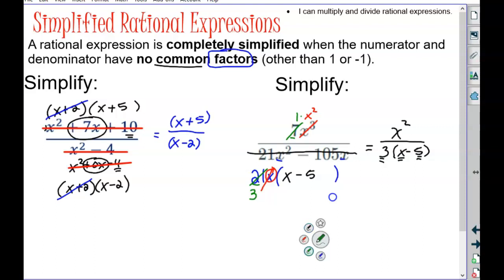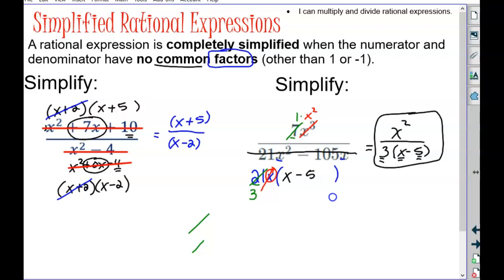So let me show you. This is an incorrect step, don't do it. Some students will do that. Big error, because it's not a common factor. This factor, x minus 5, is protected by parentheses. The only way I can get rid of it is if there's another x minus 5 up top. So let me pull that off. And that is fully reduced. It's simplified as far as we can go.